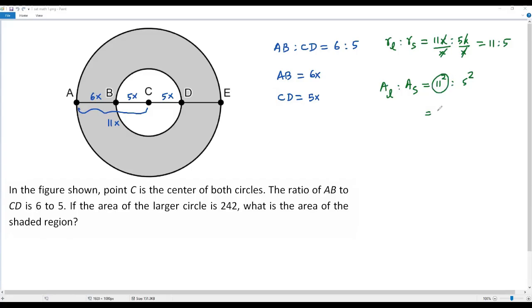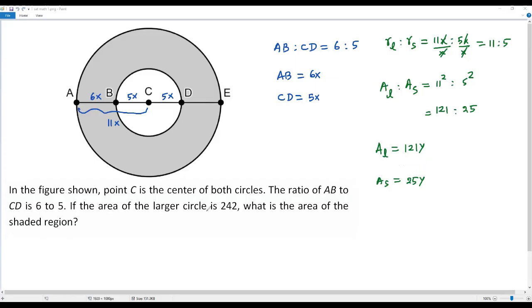When I evaluate 11 squared, it's 121, and 5 squared is 25. From the terms of the ratio, if I want to get the areas of the two circles, I have to multiply the terms by the same non-zero number, say y. That is, the area of the larger circle equals, we multiply the first term by y, then I'm getting 121y. Now to get the area of the smaller circle, we multiply this term by the same non-zero number y, then I'm getting 25y. Here I got the areas of the two circles, the area of the larger circle and the area of the smaller circle.